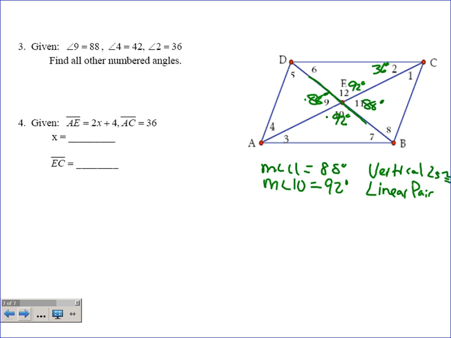Well, no, it's not with 10. It's actually a vertical angle with 10. So those two are vertical angles. Could be a linear pair with 9. Could be a linear pair with 11. That's two different ways of thinking about it.